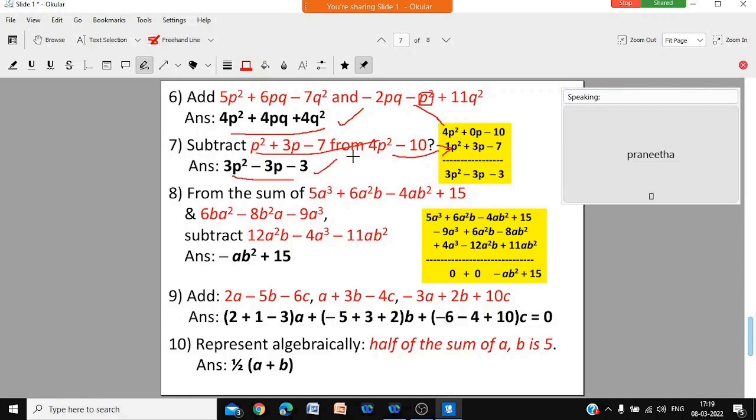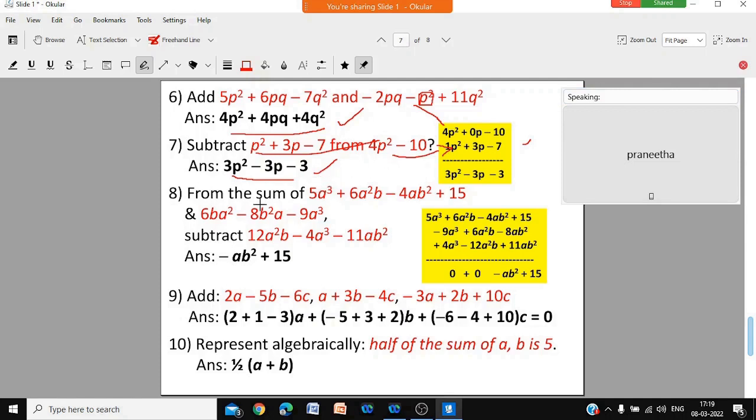Answer is correct. The working is here. We have written the top one as 4p square minus 10p, and the bottom one, p square, we have written as 1p square. So we have written it with the sign changed.